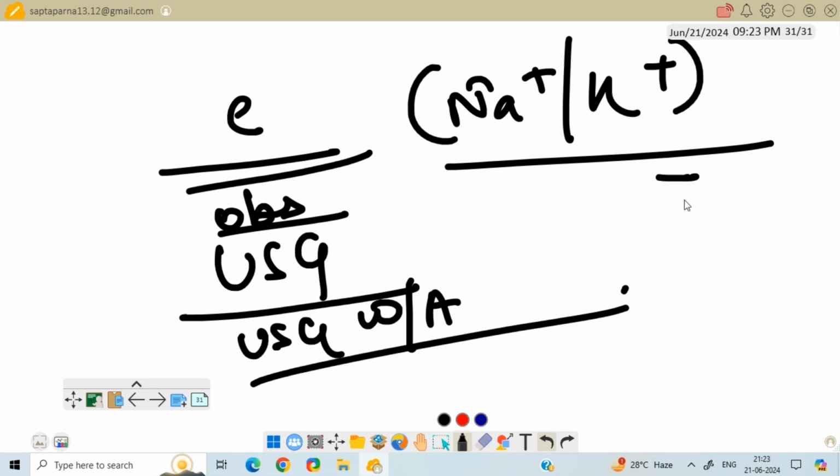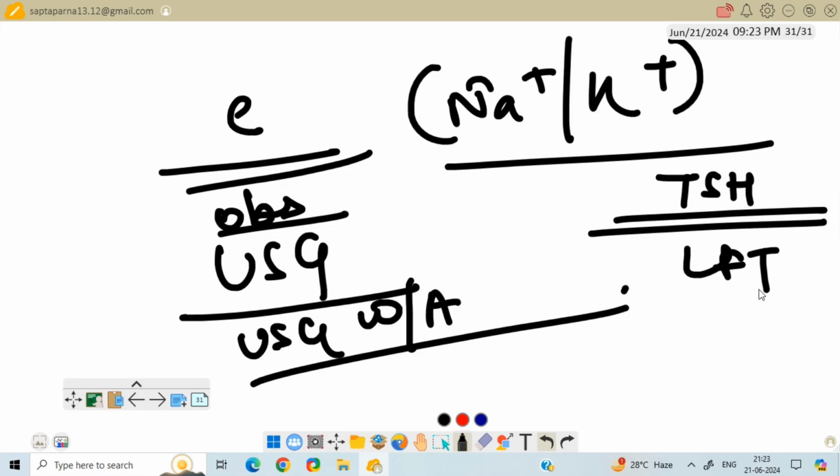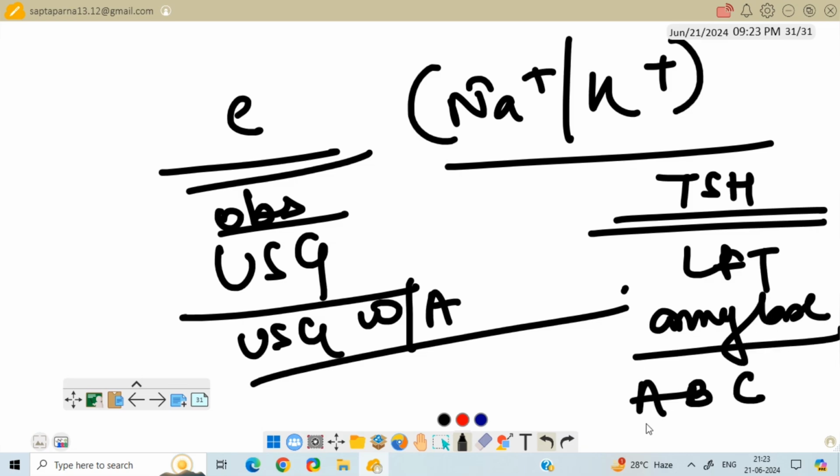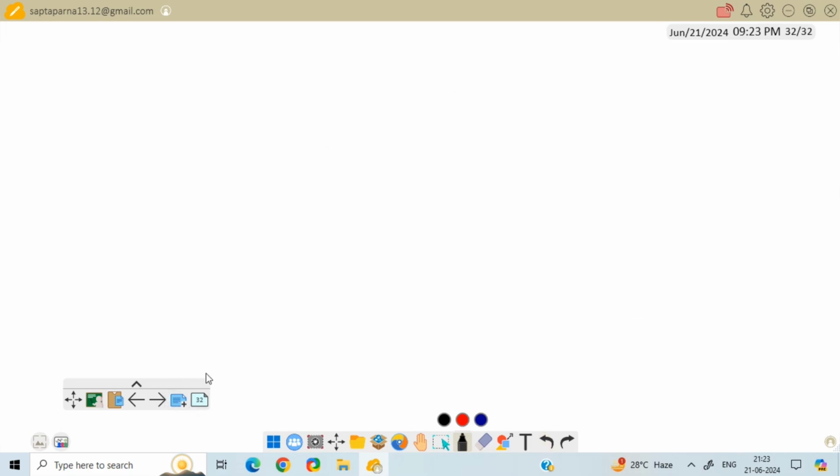Next, in refractory cases, what else can you do? You will also do her TSH, to rule out whether there is hyperthyroidism or not. Also, you will do her LFT. Also, you will do her amylase to rule out pancreatitis, and you will do her ABG to detect any metabolic disorders.